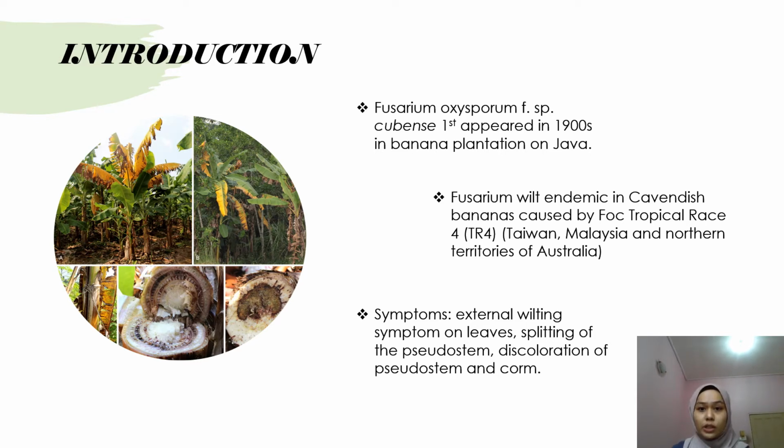As in history, Fusarium oxysporum f. sp. cubense first appeared in the 1900s in banana plantations on Java. Next, Fusarium wilt is endemic in Cavendish type bananas, caused by FOC tropical race 4, TR4, and has been the biggest constraint toward the Asian countries.